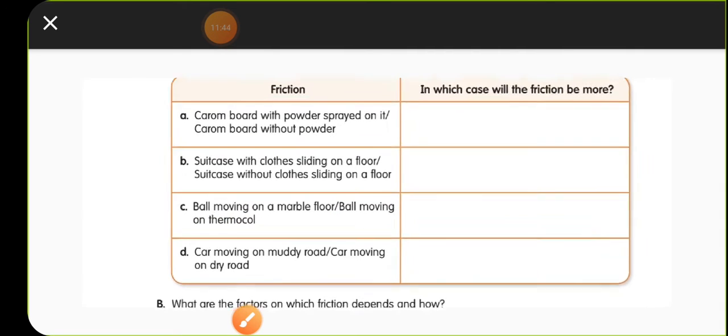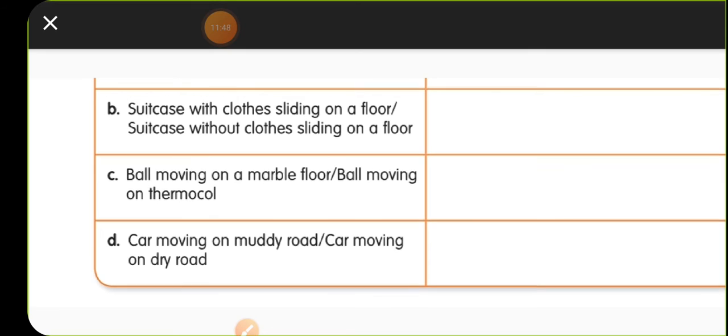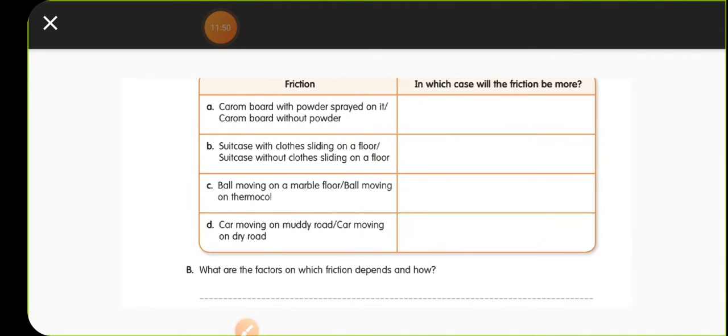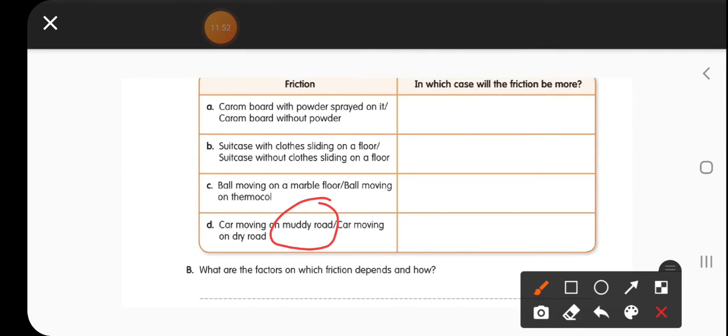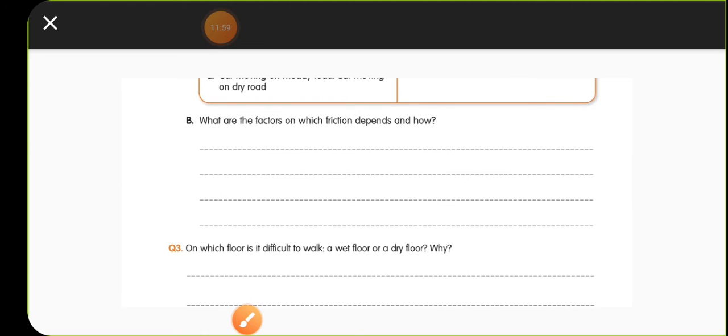So now the fourth case, if you will see: car moving on a muddy road, car moving on a dry road. A car moving on a muddy road has more frictional force than a car moving on a dry road. Okay. So now see the B question. What are the factors on which the friction depends and how?